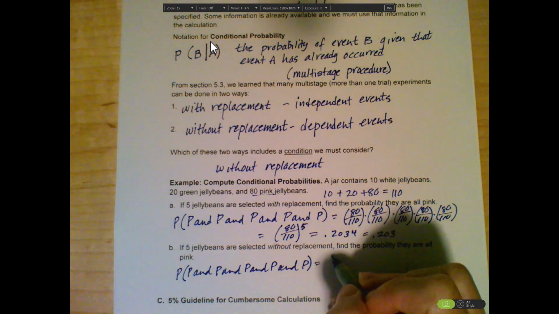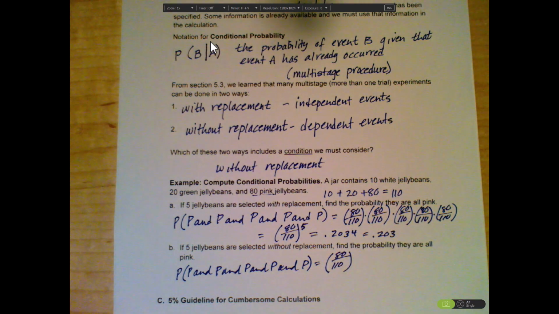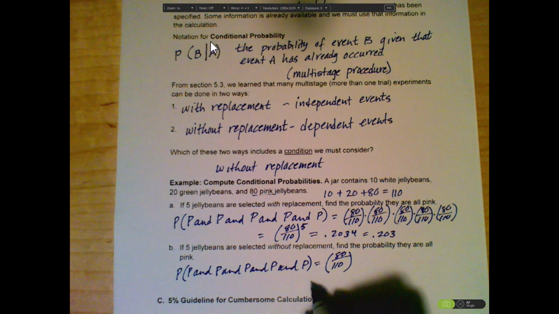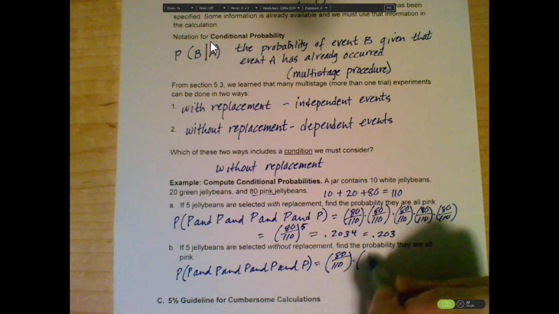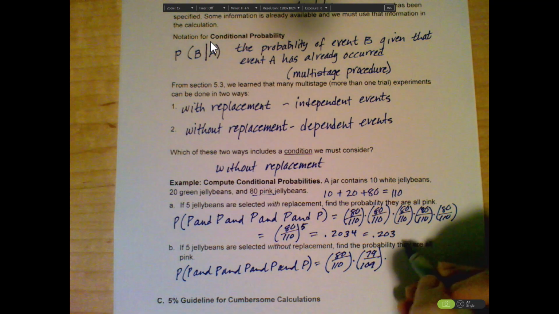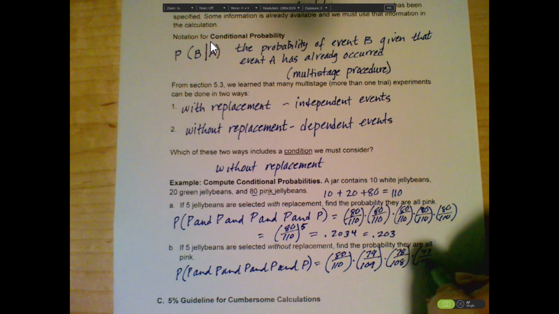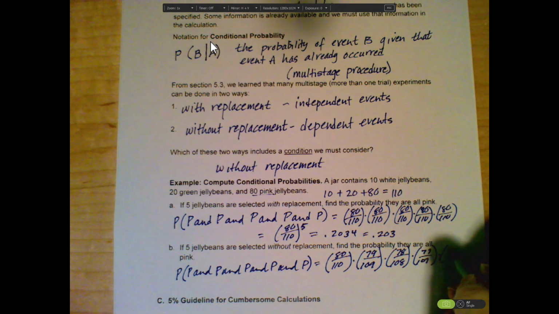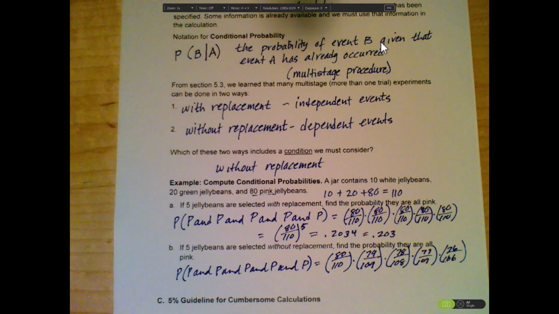But now look what happens. When we reach in there for that first one, there are 80 pinks and 110 jelly beans. But I can't raise it to the 5th power because now there are only 79 pinks and 109 jelly beans. And now I've eaten those two. I reach in again. There are only 78 pinks and 108 jelly beans, and so on. 77 and 107 and 76 and 106.